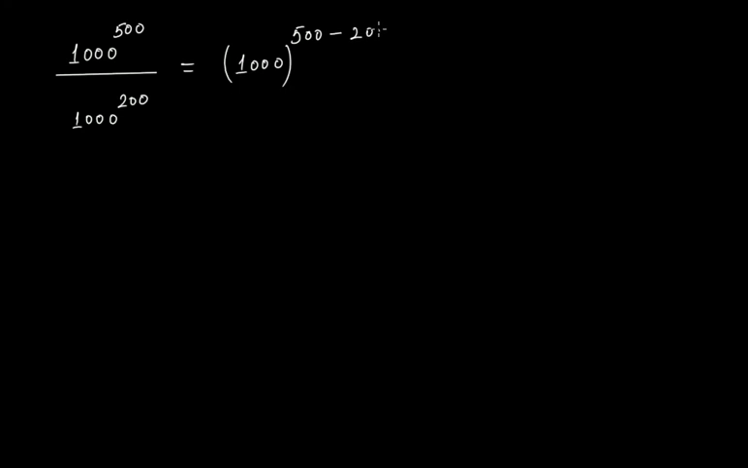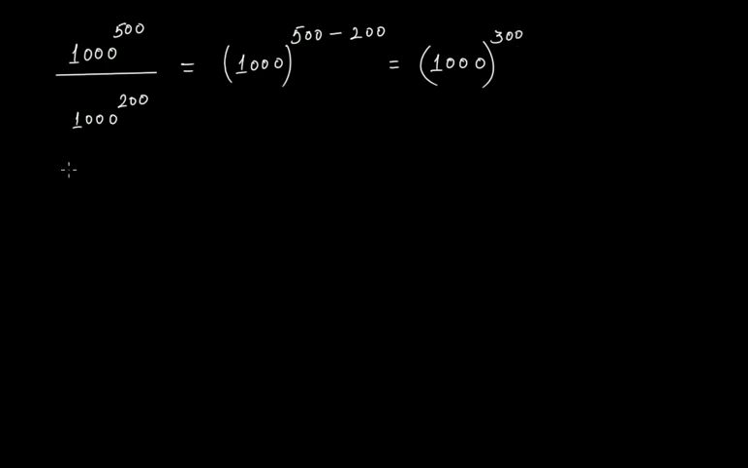So if we take some other example, let's say we have 1000 to the 500th power divided by 1000 to the 200th power. So from this one you get 500 minus 200 and you get 1000 to the 300th power.